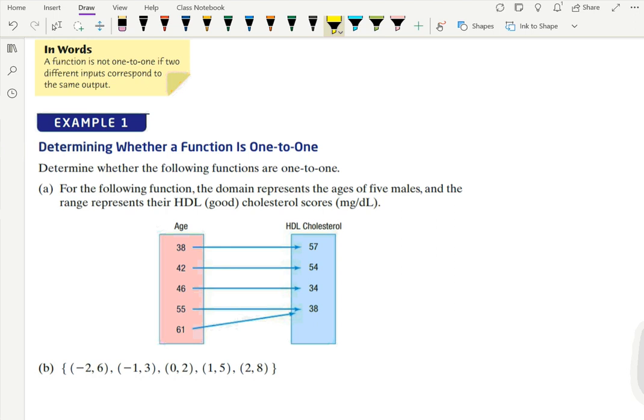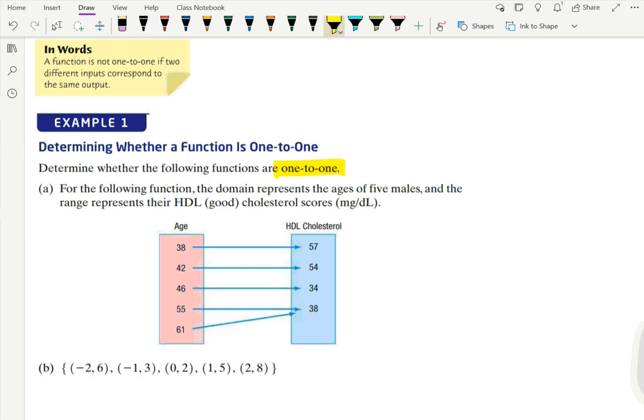As we take a look at these, first off, is it a function? For every x, does it only go to a single y value? So 38 only goes to one y value, 42 only goes to one y value, 46 only goes to one y value, 55 only goes to one y value, 61 only goes to one y value. So what we would say then is that this does indeed represent a function. Every age only has one corresponding cholesterol value. Our question here, however, asks us to determine if the function is one-to-one.